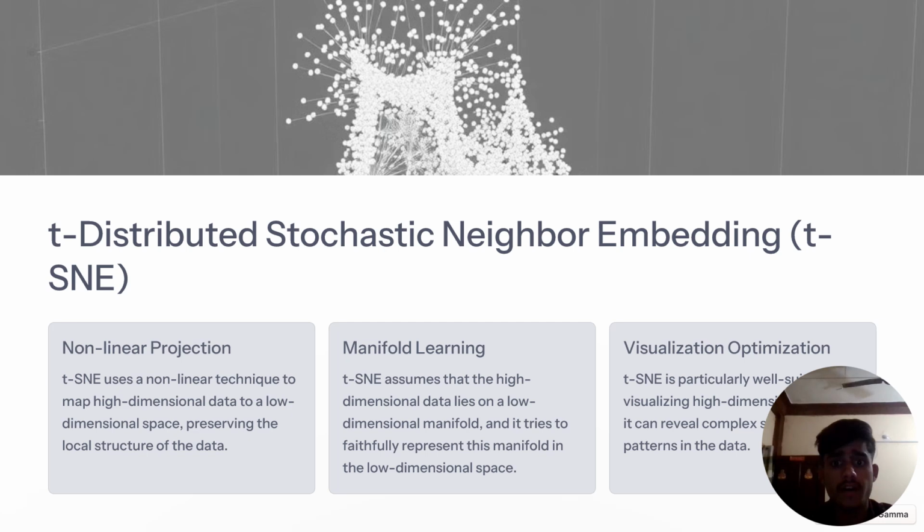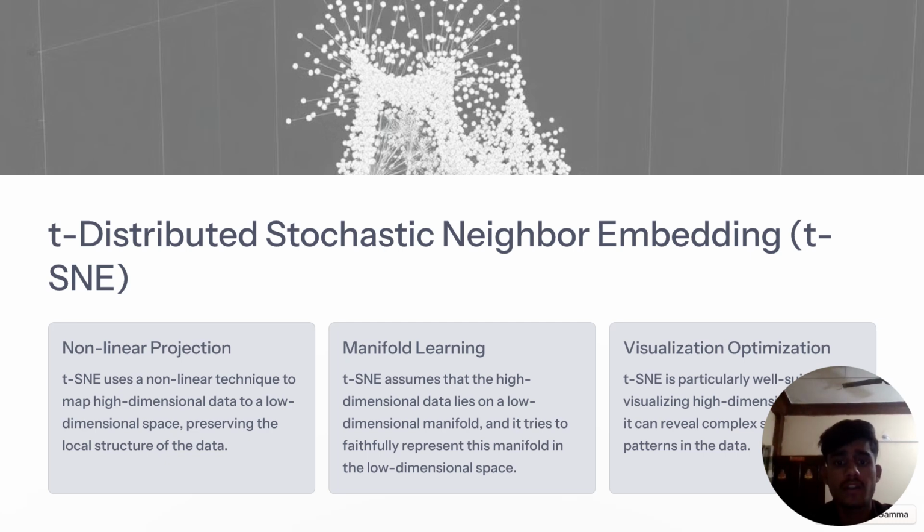t-distributed stochastic neighbor embedding, t-SNE. Nonlinear projection, manifold learning, visualization optimization. t-SNE, first, nonlinear projection. t-SNE uses a nonlinear technique to map high-dimensional data to a low-dimensional space, preserving the local structure of the data. Second, manifold learning.